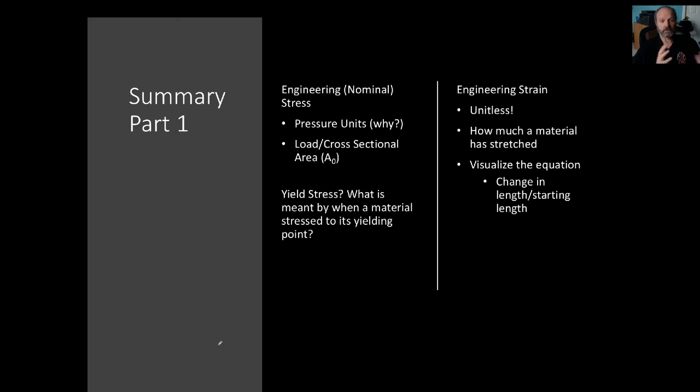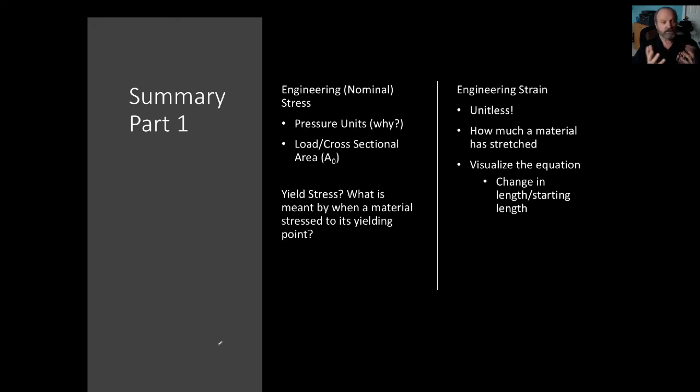All right, so we learned about the engineering stress, the pressure units. What are they? Think about that. Load over area, what is that? That's a pressure unit. You learned about yield stress. So you pull on it, pull on it, pull on it, and once it starts to do plastic deformation, you've just passed the yield stress point when it goes into plastic.